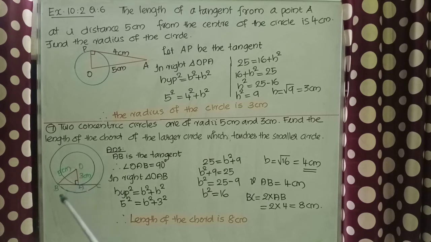That means AB is 4 centimeter. We need to find out the length of BC. Here OA is the perpendicular, and we have studied that a perpendicular from the center bisects the chord. So this BC is the chord and AB is half of the chord. So we can write BC equal to 2 into AB. That is equal to 2 into 4 equal to 8 centimeter.